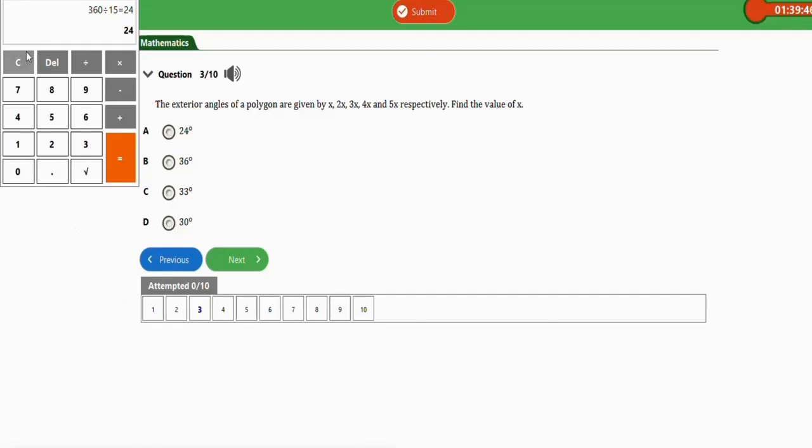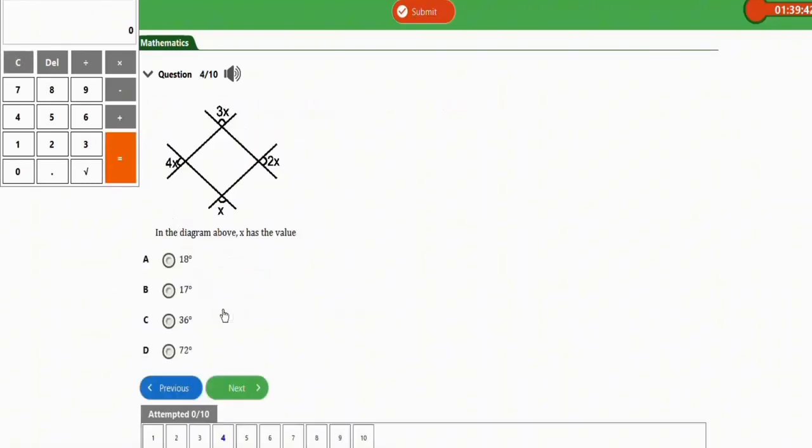Alright guys, so the next repeated question we're going to solve will be this question. It says, in the diagram above, x has the value. So we're looking for the value of x. To solve this question, this is a quadrilateral. It has 4 sides, which is what? A quadrilateral.